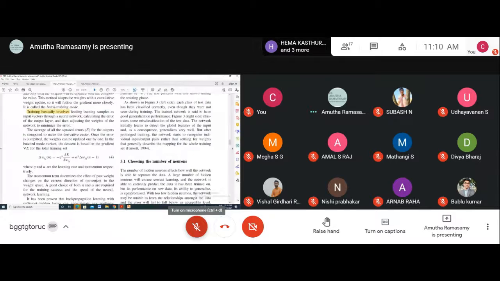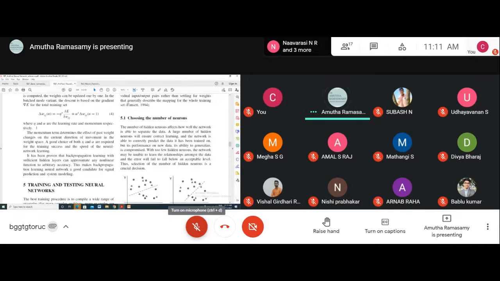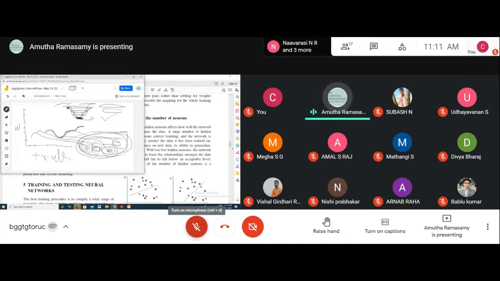Now what does the momentum talk about? I explained it in the last class. It is the effect of the past weight changes on the current direction of movement in the weight space. Every trial we have one weight, and we are jumping into a new weight, and again into a new weight.